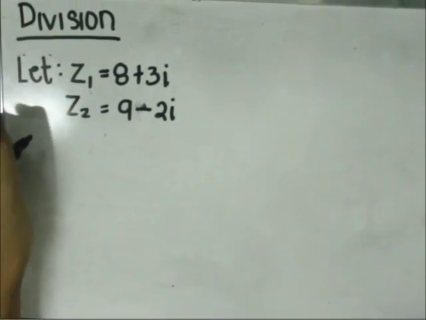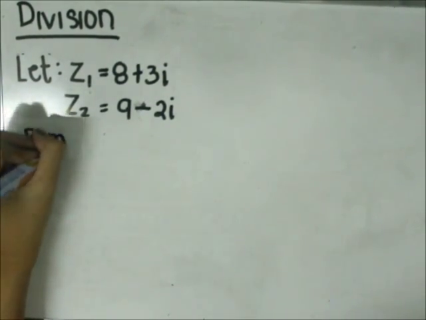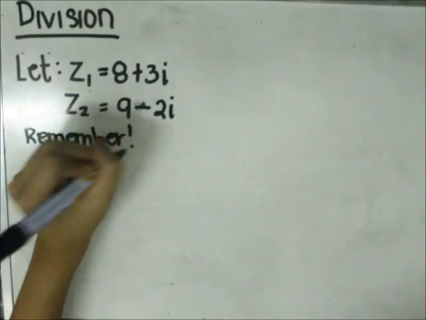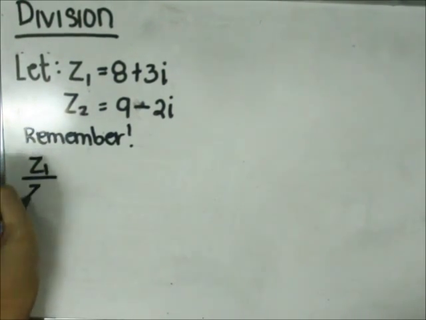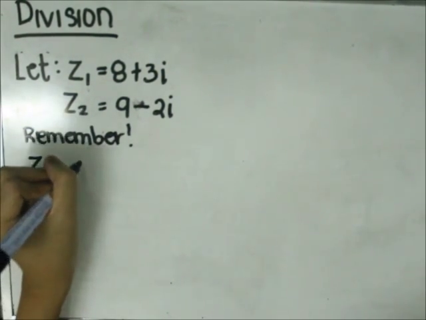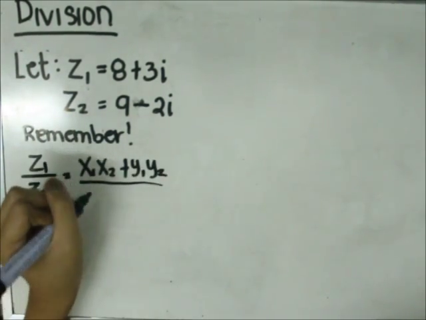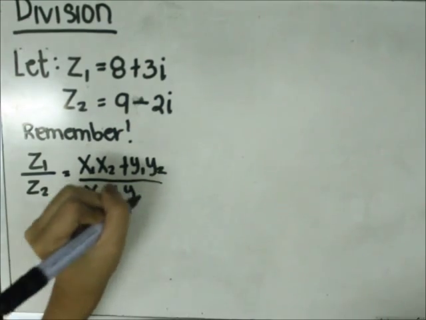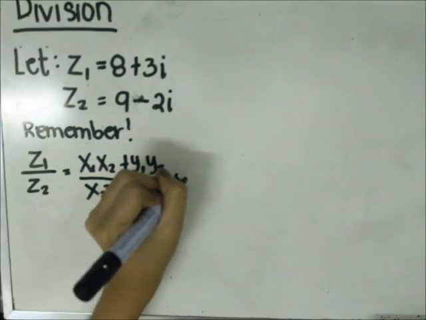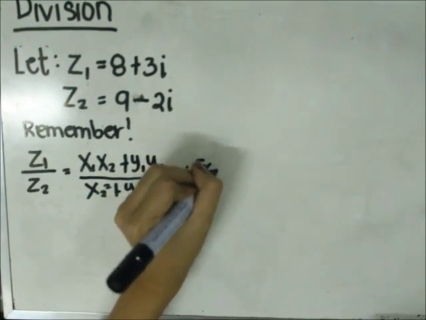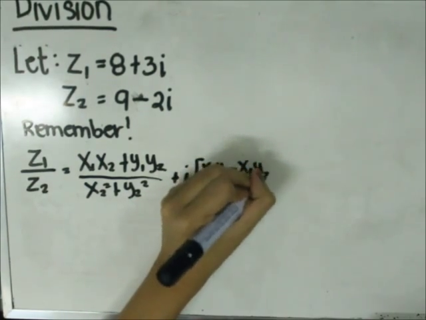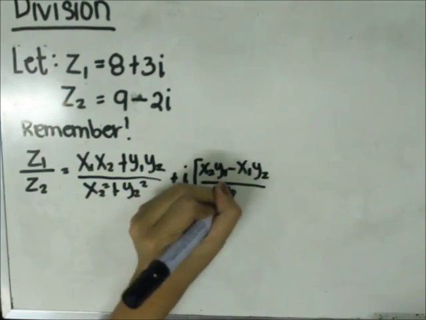For division. In solving division of complex numbers, remember that x sub 1 is multiplied by x sub 2 plus y sub 1 multiplied by y sub 2, over x sub 2 squared plus y sub 2 squared.